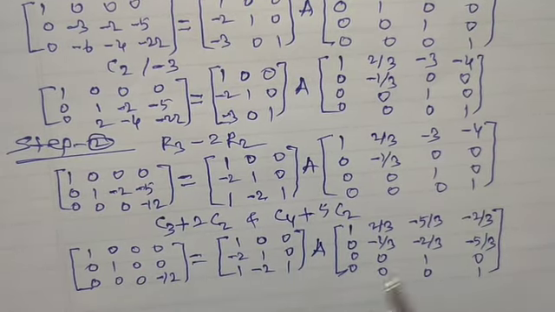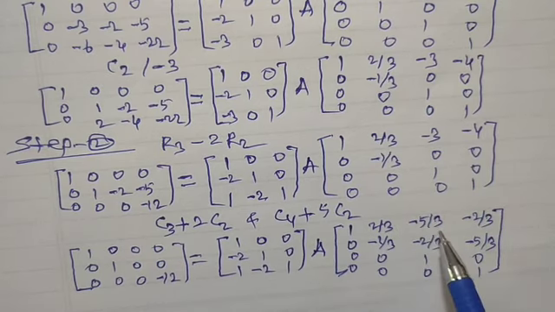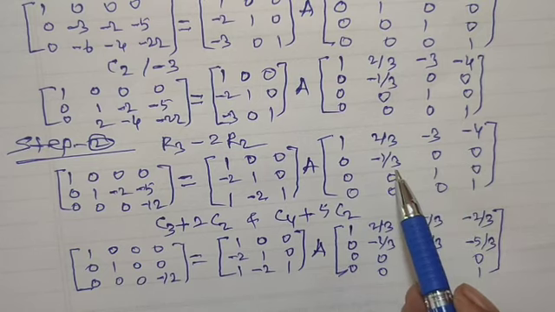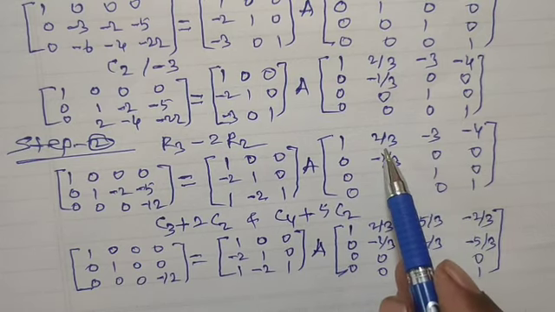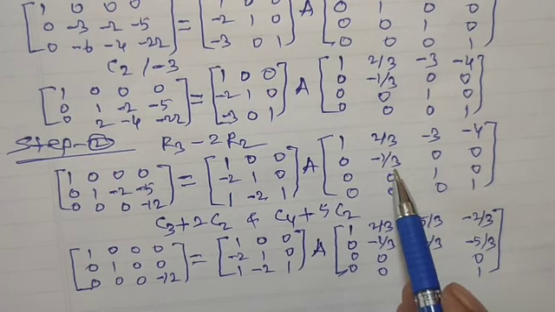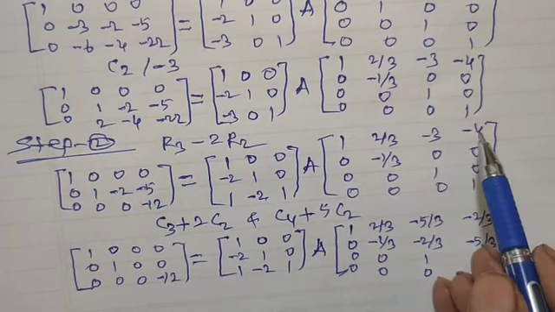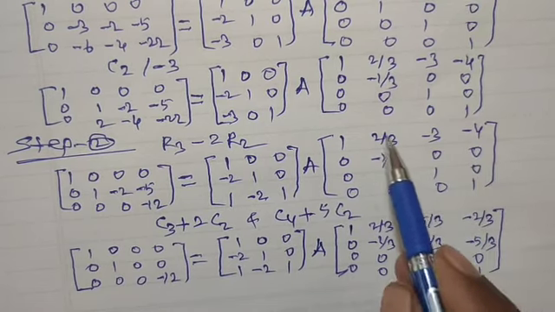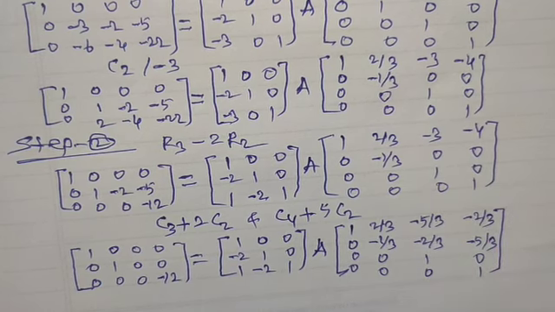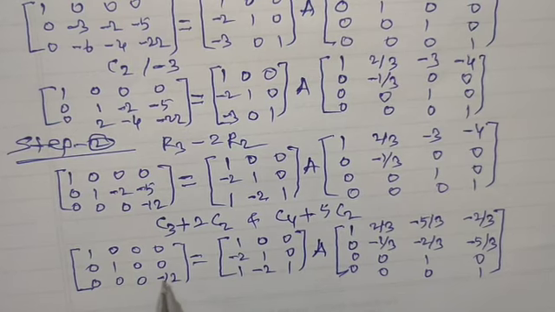C3 plus 2 C2. Here minus 3 plus 2 upon 3, that is minus 5 by 3. Then 0, minus 3 plus 4 upon 3. And here 0, minus 2 upon 3, that is minus 2 upon 3. 1 as it is, 0 as it is. Similarly here also minus 4 plus 5 times this. That gives minus 2 by 3. And then this element is minus 12.